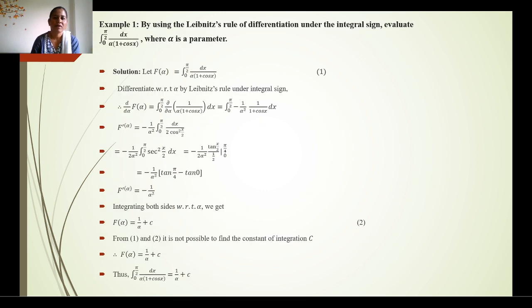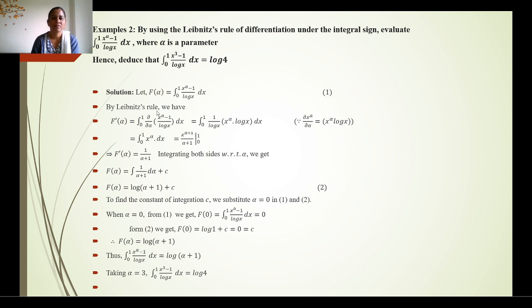Let us take f of alpha is equal to the integral from 0 to 1 of x to the power of alpha minus 1 by log x into dx. Apply the Leibniz rule under the integral sign. So f dash of alpha is equal to the integral from 0 to 1 of del by del alpha of x to the power of alpha minus 1 by log x into dx. Here 1 by log x is a constant, we have to differentiate only x to the power of alpha, partially with respect to alpha.